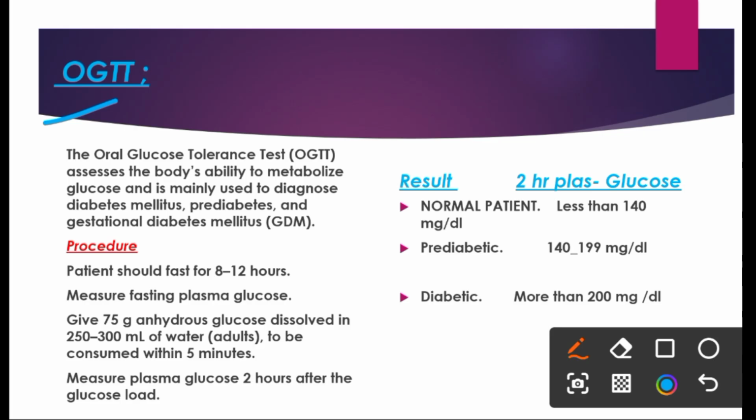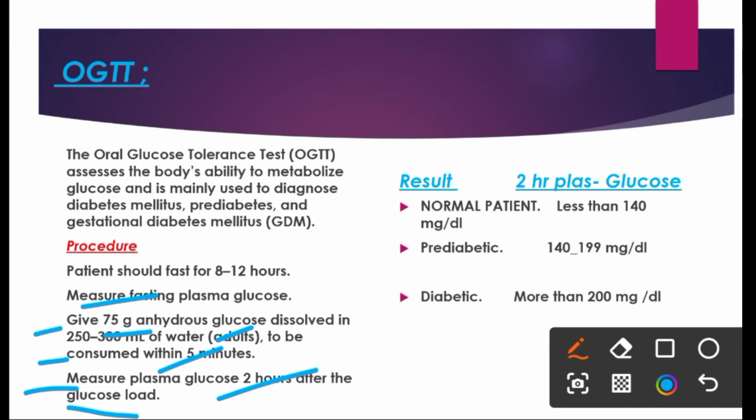Next is the oral glucose tolerance test. The OGTT is used to assess the ability of the body to metabolize glucose, and it is used to diagnose patients that are pre-diabetic or those having gestational diabetes during pregnancy. So, in OGTT, we keep the patient fasted for 8 to 12 hours, and we measure the fasting plasma glucose, and then we give the patient 75 gram of glucose dissolved in 200 to 300 ml of water, which is to be consumed within 5 minutes, and then we measure the plasma glucose 2 hours after the glucose load.